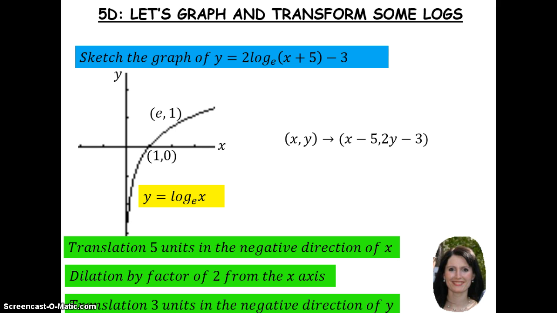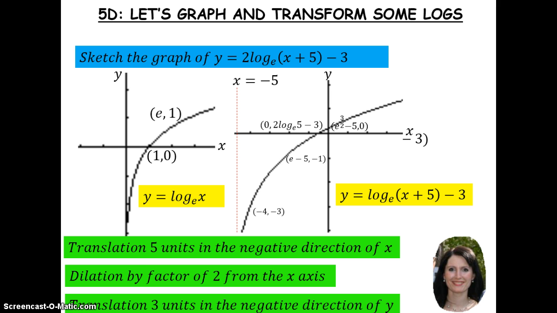So let's put our mapping there. x, y becomes x minus 5. That's the translation 5 units in the negative direction of x. And 2y minus 3. The 2y being our dilation, a factor 2 from the x-axis, and negative 3 being our translation 3 units in the negative direction of y. 1, 0 becomes negative 4, negative 3, because 1 minus 5 is negative 4. 0 times 2 minus 3 is minus 3. e, 1 becomes e minus 5, and 1 times 2 minus 3 is minus 1.